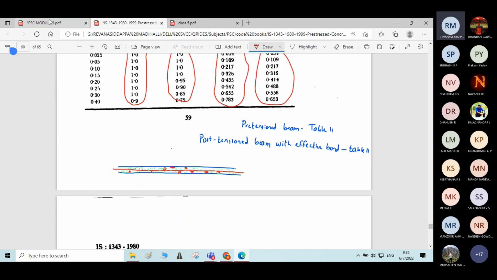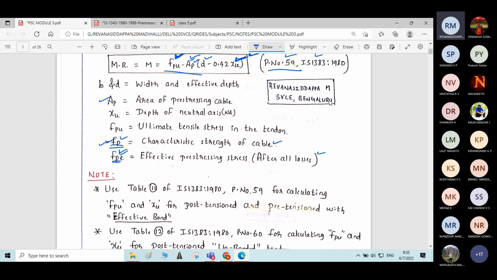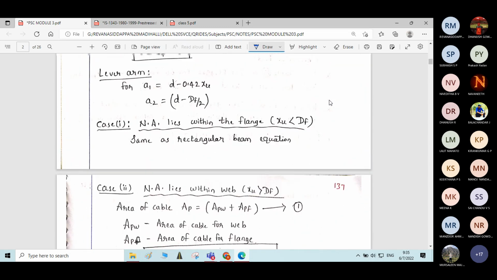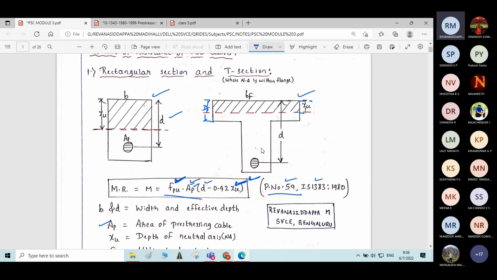Now, the procedure which I explained is the procedure for rectangular beam, and T beam provided the depth of neutral axis lies within the flange. If the depth of neutral axis lies in the web, then what is the procedure? Here you can see, students, case 1: neutral axis lies within the flange, same as rectangular beam equation. Whatever the procedure I explained, the same procedure we have to utilize.